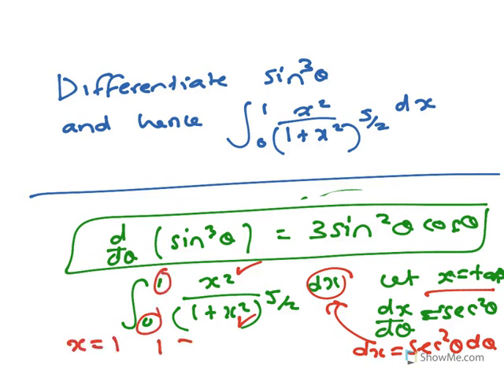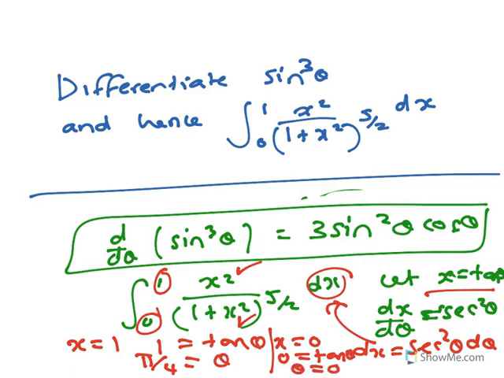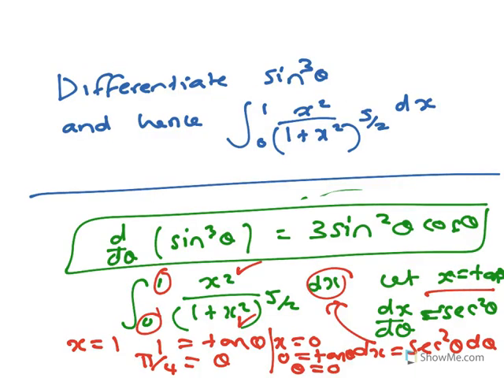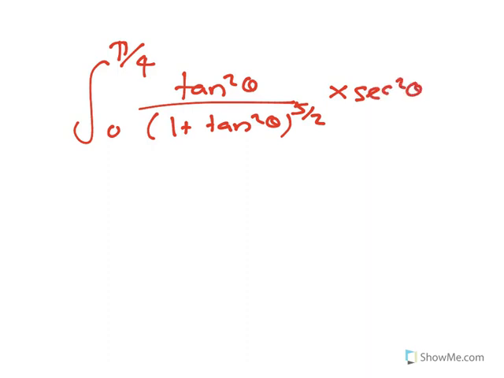So if x equals 1, 1 equals tan theta, so theta is 45 or pi on 4. And if x equals 0, 0 is tan theta, so theta equals 0. So that means you're going from 0 to pi on 4 of x squared, which is tan squared theta, over (1 plus tan squared theta) to the 5 on 2, just replacing the x's, times, now in place of the dx, we're going to put sec squared theta d theta. So it's all in terms of theta now. We just have to simplify this expression.